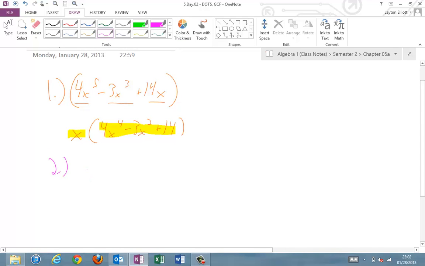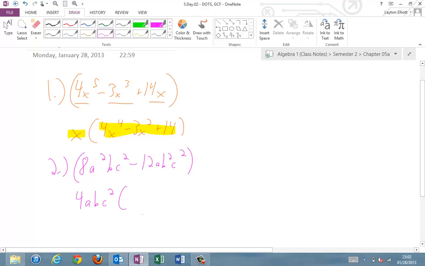Look at number 2. 8a to the second bc to the second minus 12a b to the second c to the second. This is a polynomial made up of two terms. Put parentheses around there and we start to look for what we can take out. Let's look at the constants, the 8 and the 12. I can take a 4 out of that. Look at the a's, a squared and a. I can take an a out. B and b squared, I can take a b out. And c squared and c squared, I can take a c squared out.